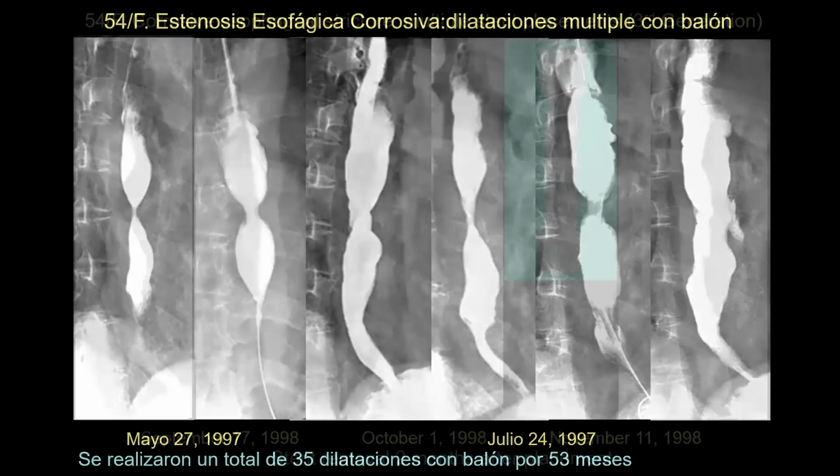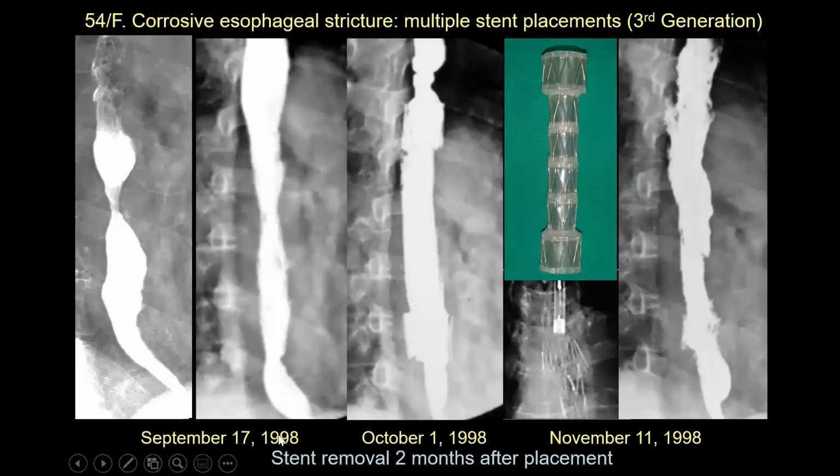Okay. So, in September 1998, we placed the 3rd generation stent and removed the stent 2 months after stent placement. The initial result was good, but we had to repeat the balloon dilation even after stent removal because of recurrences.